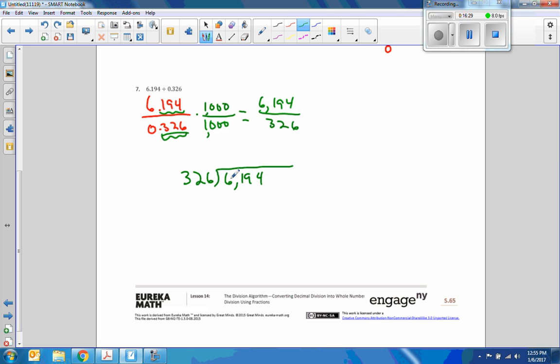300 will go into 600 2 times, but 26 twice is 52, so that's too much. I'm going to go by 1. So 1 times 326, subtract. 9 minus 6, 6 to 5, 11 minus 2 is 9, 5 minus 3 is 2, and I bring down my 4. 33 goes into 29 7 times, 8 times 3 is 24, 9 times 3 is 27, so I'll try 9. 9 times 6 is 54.